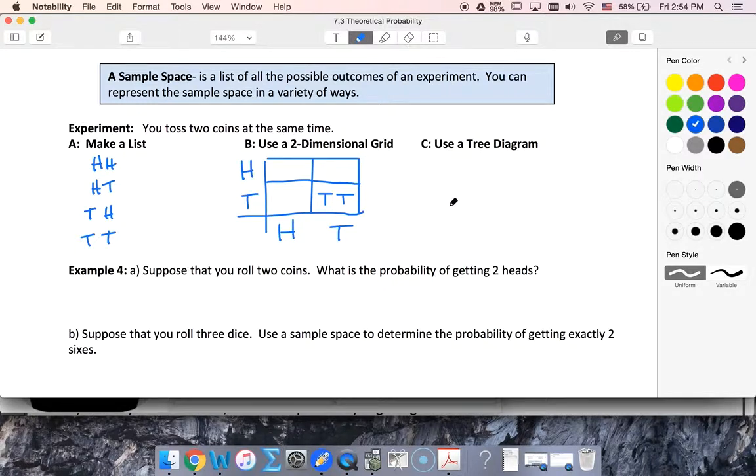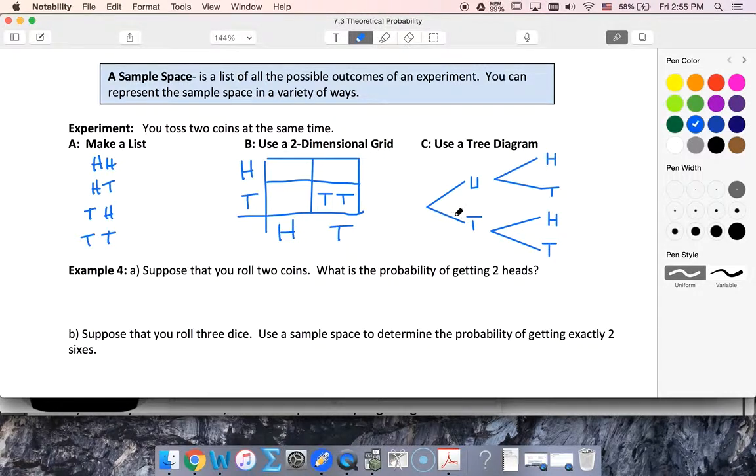The last way I can make a sample space is with a tree diagram. So in a tree diagram, I have a set of branches for each event. So my first event is flipping the first coin, and that first coin has 2 options of being heads or tails. And then after I flip the first coin, I flip the second coin. And that second coin could also have heads, or it could have tails. But if I got tails on the first coin, I'm still going to flip the second coin.